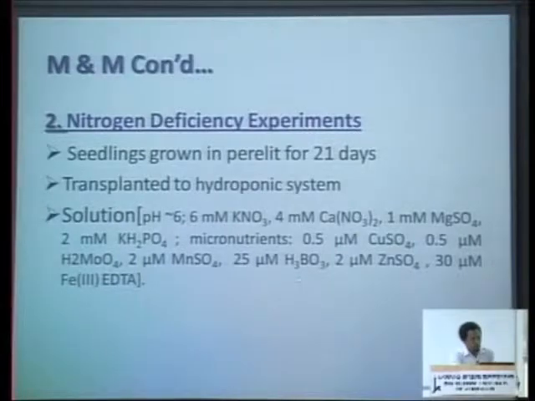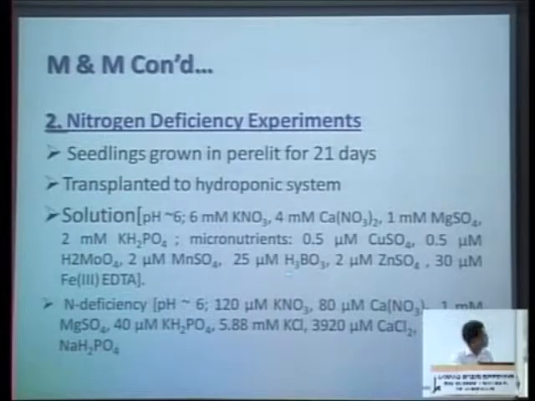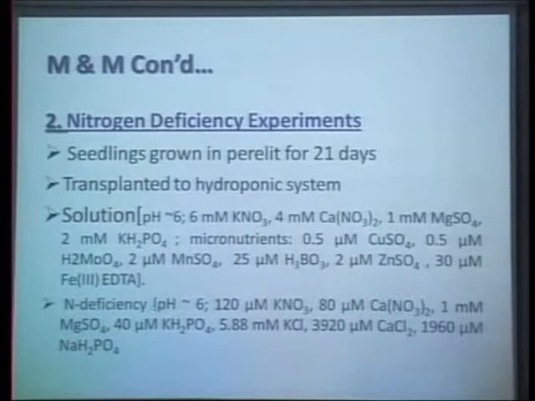Then we grow those plants for about 15 days in hydroponic solution, and one day before the experiment was done, we exposed the deficiency treatments to nitrogen deficiency condition, still adjusting the pH. And you can see the amount of nutrients used: micronutrients are in micromoles, and here in millimoles. So we reduce the amount of nitrogen, especially here.